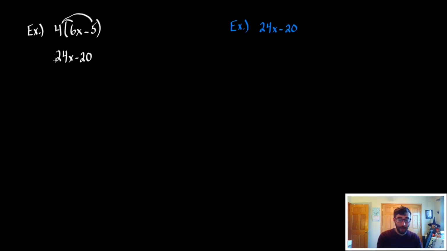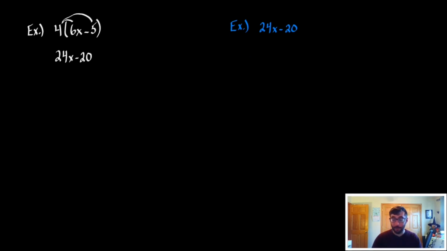So basically, I want to go from 24x minus 20 back to this. But how would we do that? Well, factoring you can think about as undoing multiplication. It's essentially kind of division. So the way that we do this is we look at all the terms in our polynomial. So in here, I have 24x minus 20. And what we want to think about is what is the greatest common factor of each number. Essentially, what is the biggest number that goes into both of these, 24 and negative 20?